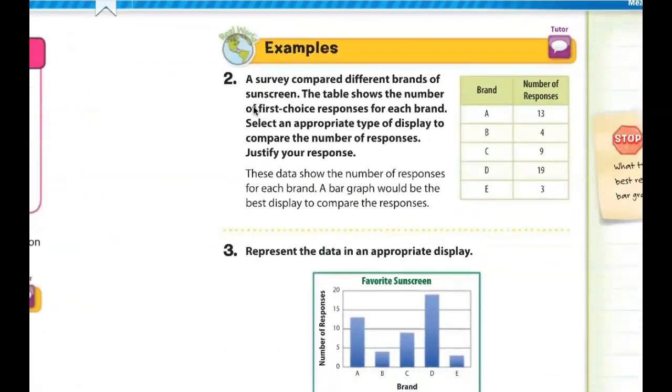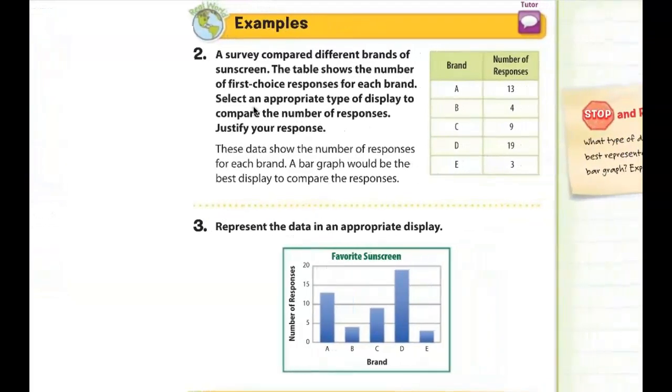Now, we're going to come up here to some more examples. Number 2 says a survey compares different brands of sunscreen. Okay, so we have 5 different categories of brands and then the number of responses, the people who responded to the survey. So it's asking us to select an appropriate type of display to compare the responses and then justify your response. And this is going to be very important for today's independent practice, but also in the Chapter 10 test, you have to be able to justify why you chose the display.